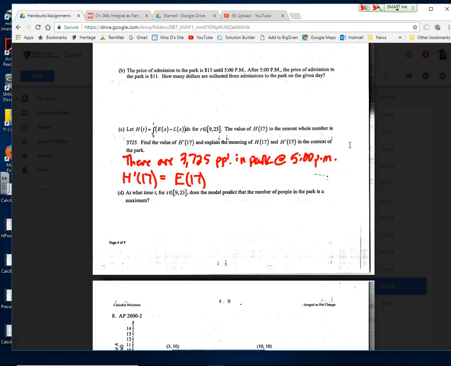E of 17, I know, I'm missing 2, minus L of 17. E of 17 minus L of 17. Why? The derivative of an integral, you plug it in and then say times u prime, which is just 1. So it's just t by himself.